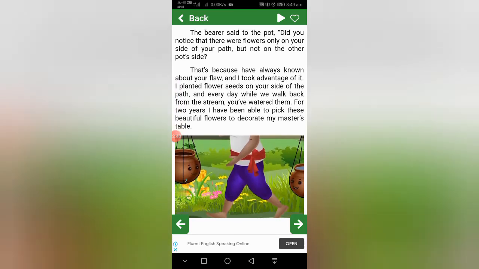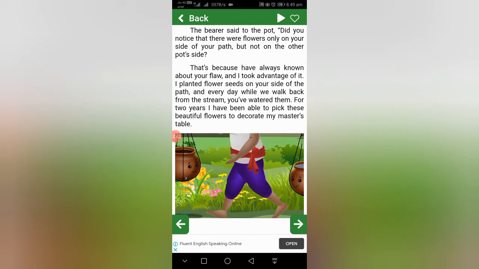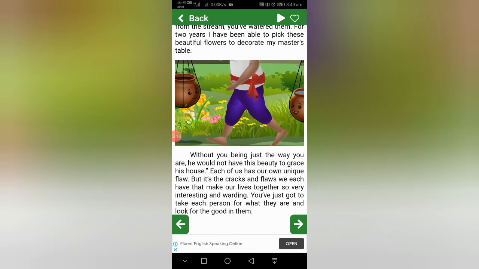The bearer said to the pot, "Did you notice that there were flowers only on your side of the path, but not on the other side? That's because I've always known about your flaw and I took advantage of it. I planted flower seeds on your side of the path, and every day while we walk back from the stream, you water them. For 2 years, I have been able to pick these beautiful flowers to decorate my master's table. Without you being just the way you are, we would not have this beauty to grace his house."